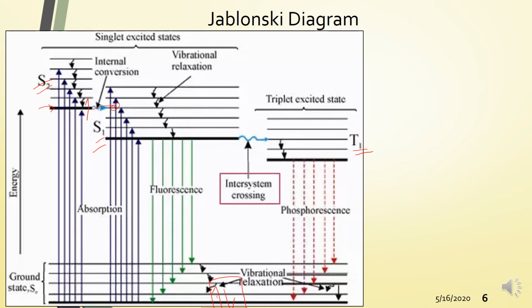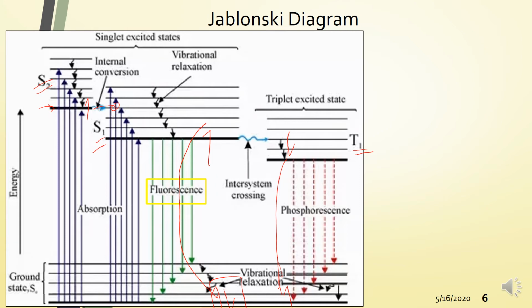Now, when an electron gets excited, say this one goes here, it retains its spin, but once it undergoes intersystem crossing, there will be a reversal of electron spin. But once it goes back to the ground state, it will revert back to its original electron spin. So that is intersystem crossing.